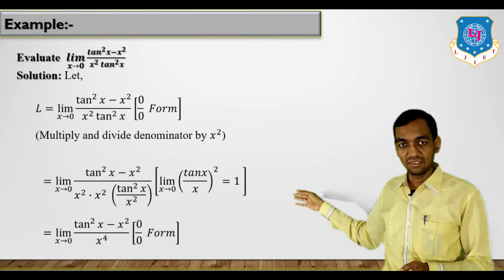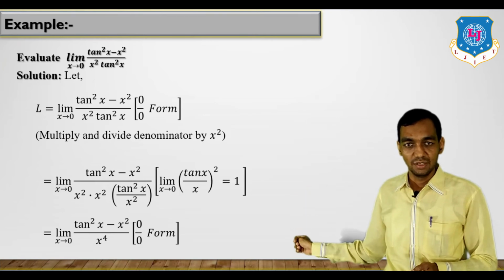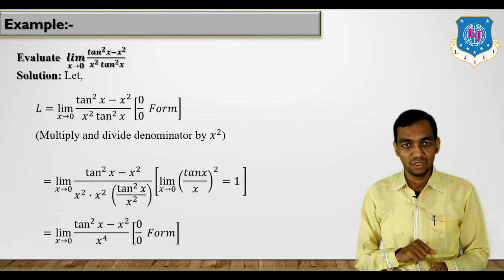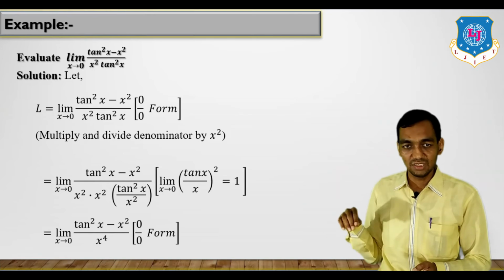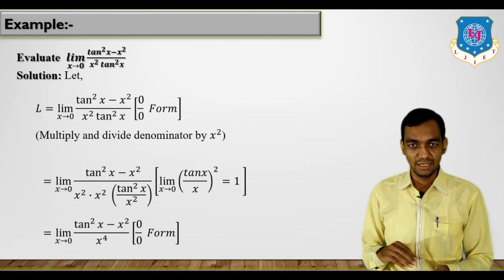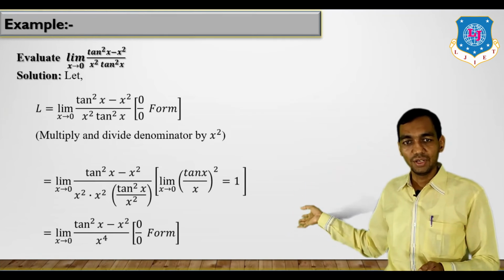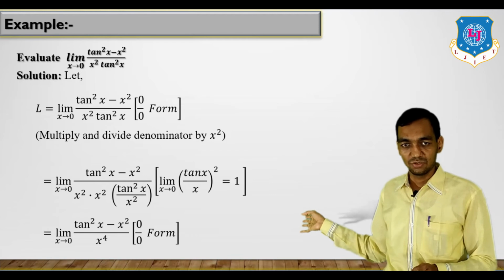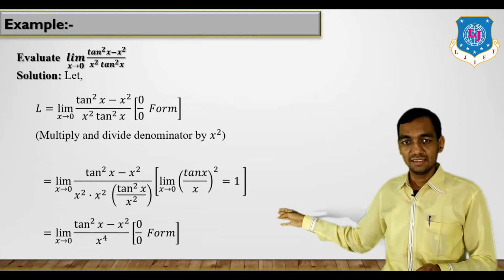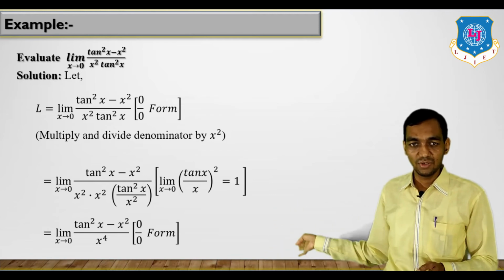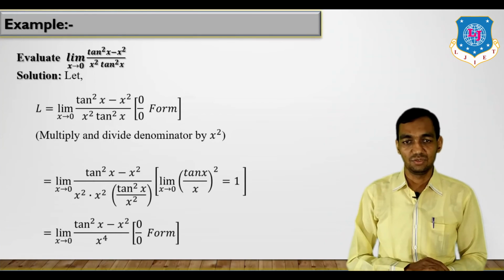We are going to multiply and divide in the denominator by x square. So you will have tan square x upon x square in the denominator, but tan x upon x has a limit 1. So we are going to separate that function, like h(x) we have defined, and then we are going to write down its limit 1. So the remaining part you will have is limit x tends to 0, tan square x minus x square divided by x raised to 4.